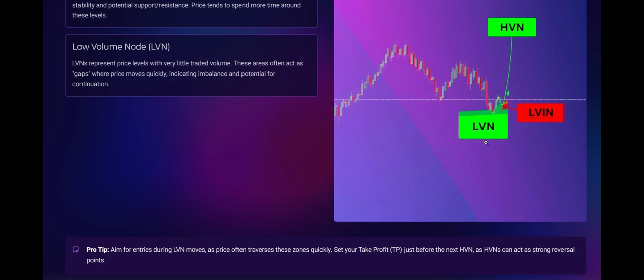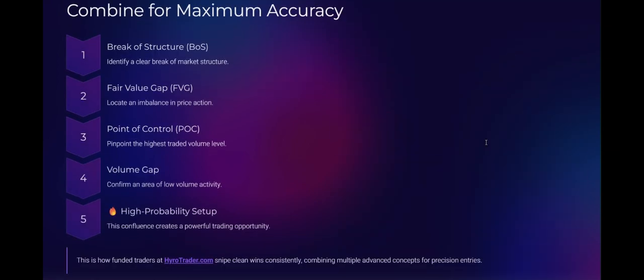That's your momentum area. Pro tip: if price is entering a low volume zone, that's often the beginning of a big move. Place your take profit just before it hits the next high volume node to lock in gains before the stall.